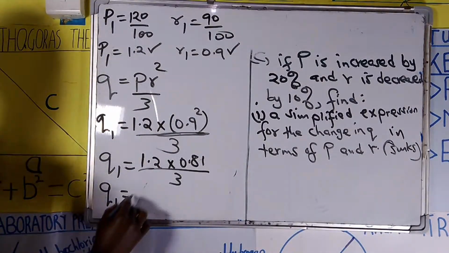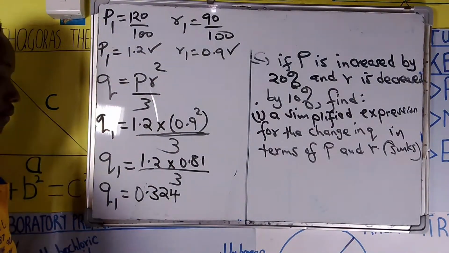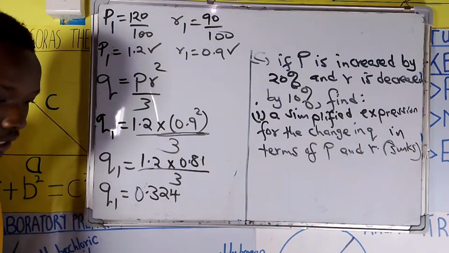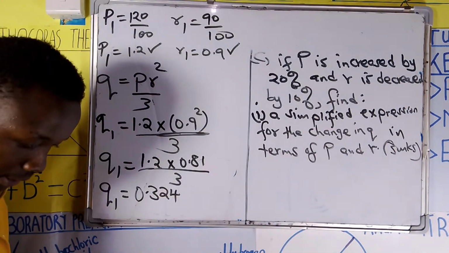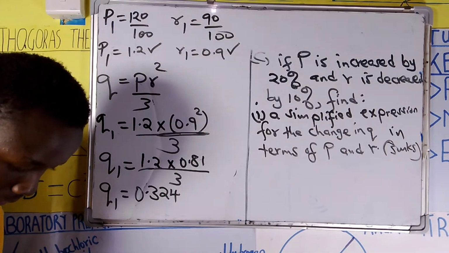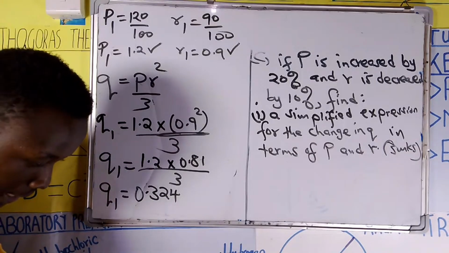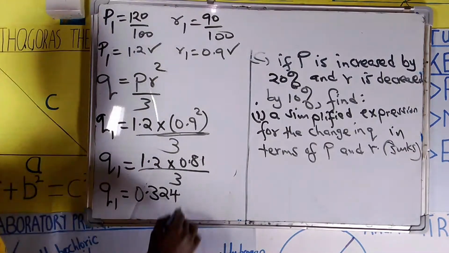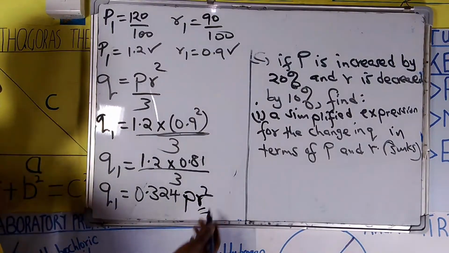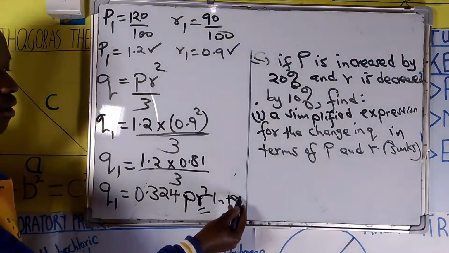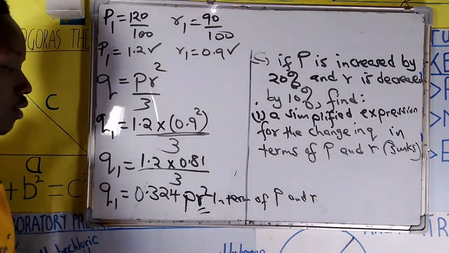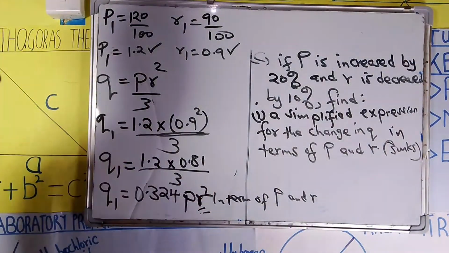0.324. And listen, because we have been told to write it with respect to P and R, in terms of P and R, it is going to be PR squared. The reason we are putting this is because we have been told to write in terms of P and R. So it will be 0.324 PR squared.